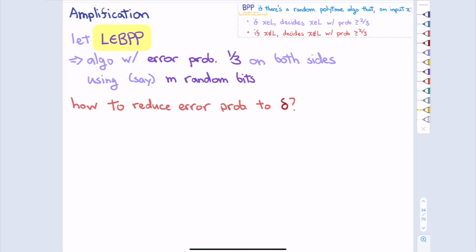So how do I argue that the majority is right most of the time? Let's say that you're given an input X and L. Your algorithm should be answering yes at least 66% of the time and no 1/3 of the time. If you thought about that as a number, 1 for yes, 0 for no, your average is 0.66. So if we run this log of 1 over delta times, with high probability, you're going to be very close to 0.66, and in particular, well above 0.5.